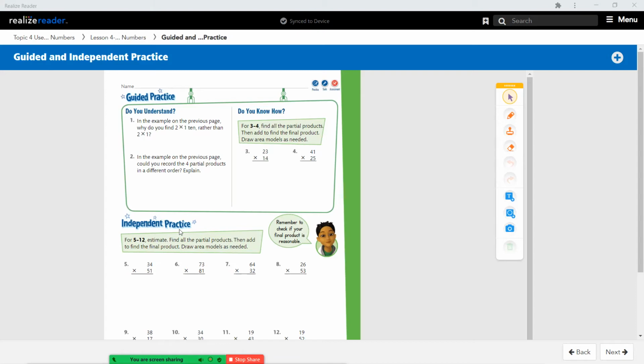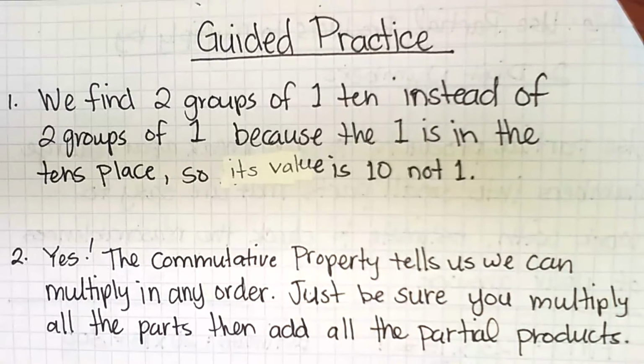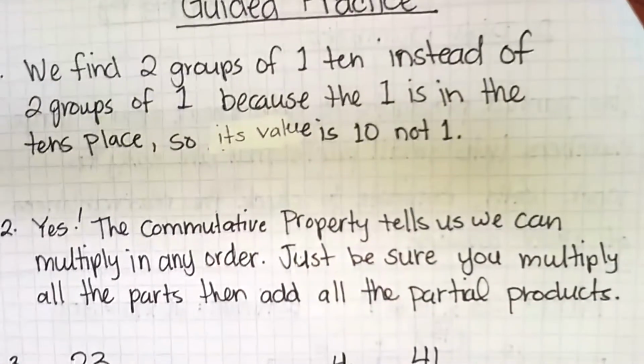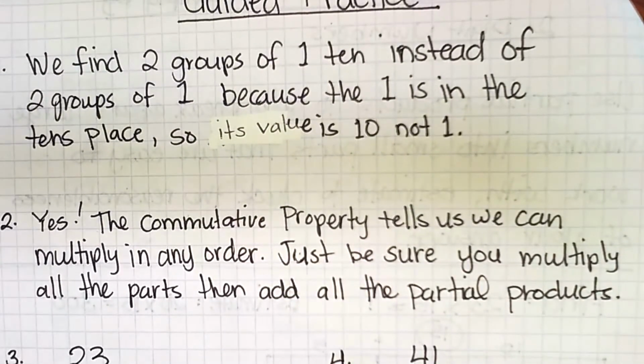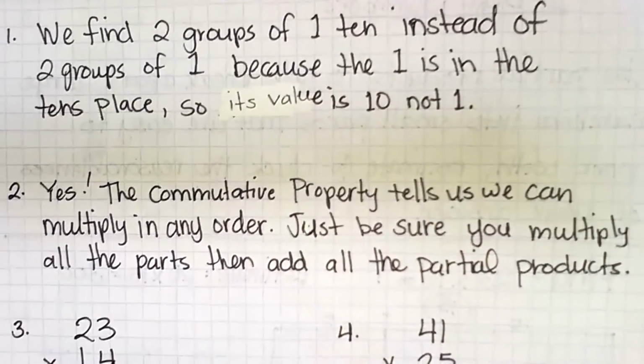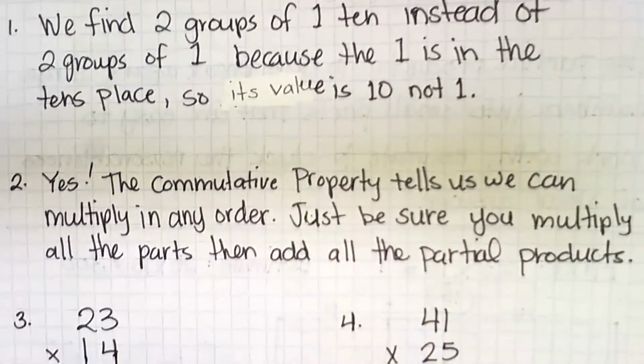For number 2, it says in the example on the previous page, could you record the 4 partial products in a different order? Explain. So we know that with multiplication, just like with addition, we can use the commutative property. And the commutative property tells us that we can do things in any order and our product will stay the same. So long as you make sure you're using all of your partial products, you wouldn't have an issue with doing them in a different order.